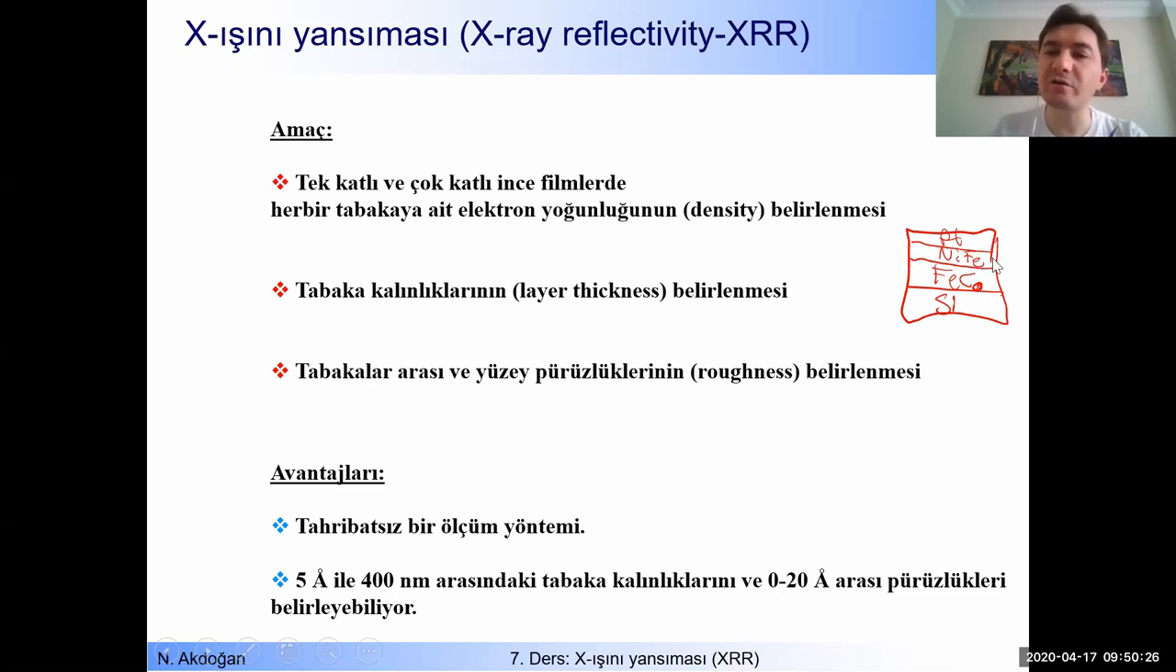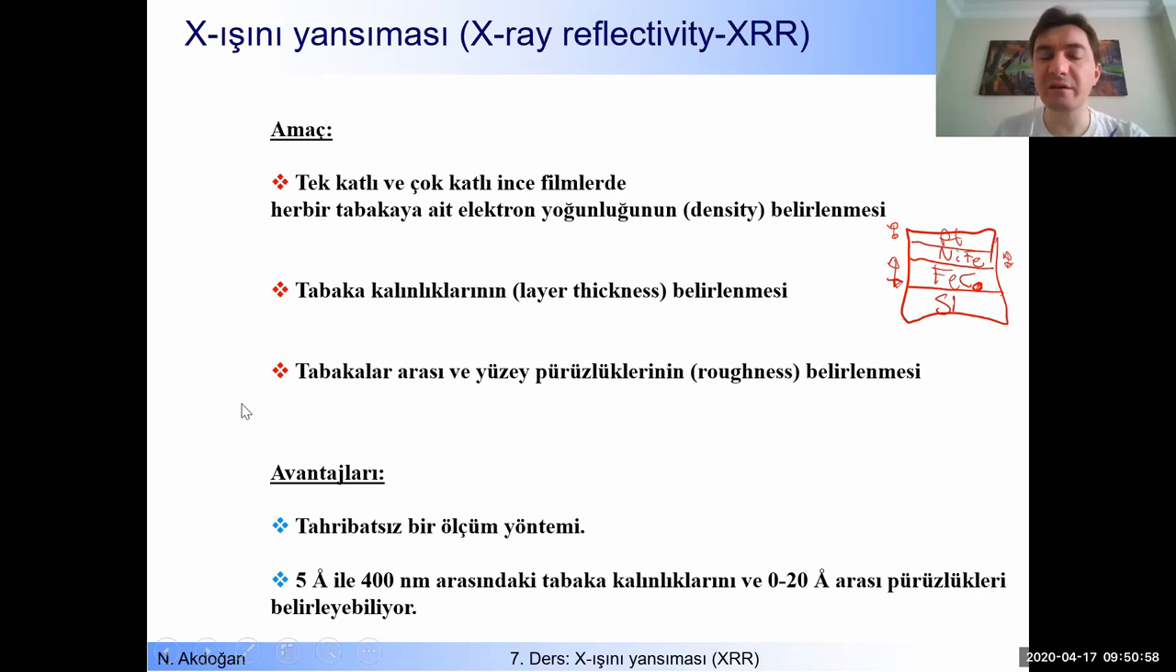You have an idea to produce such a film and you grow it, but what about its properties? Then this method can give you that information. In addition to the electron density, this method, as I told you, can also determine the layer thickness. So you can determine the thickness of each layer independently. Okay, so this is a very nice property of the method.